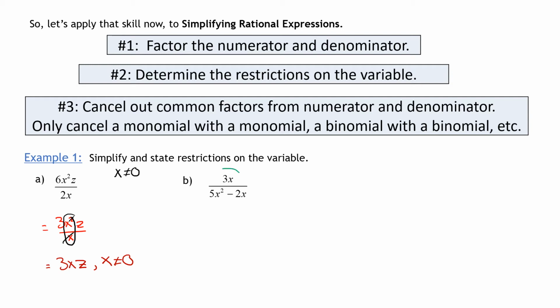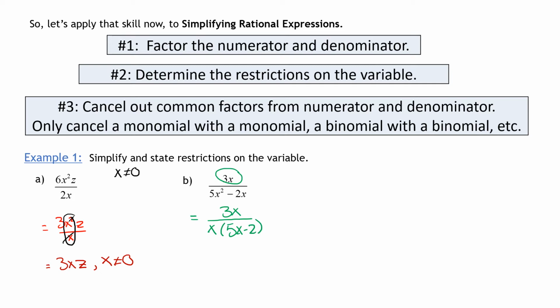So the numerator is a monomial. I can't factor it. It's just one term. So that's going to stay 3x. But the denominator is a binomial, so I can factor it. There's a greatest common factor of x. That leaves me with 5x minus 2 in the denominator.